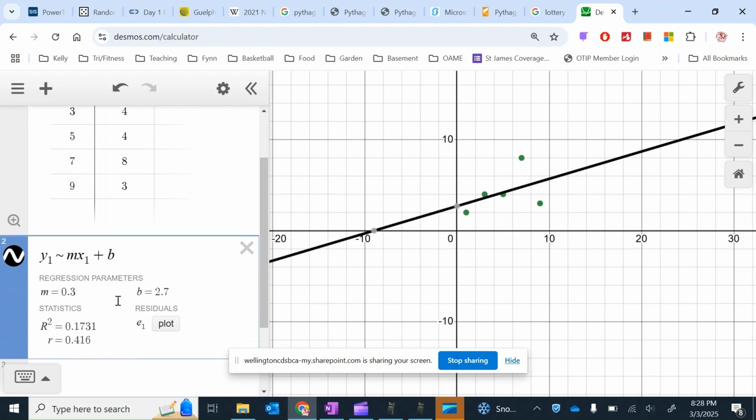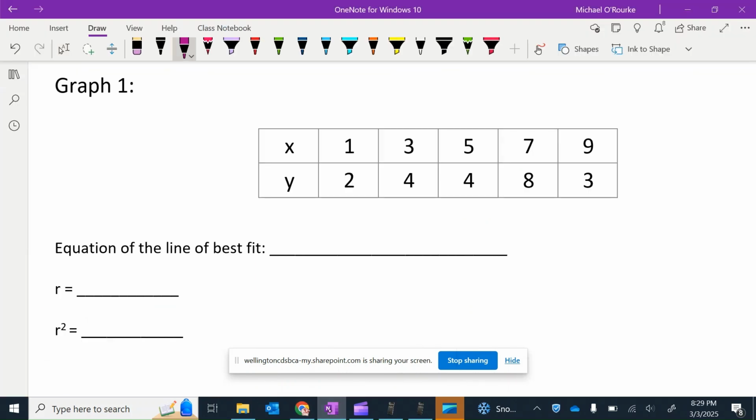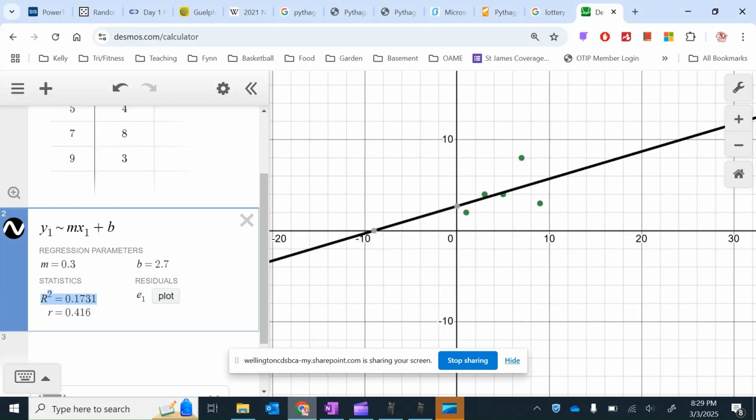With that line of best fit, it's going to give us an R value and an R squared value. That's our correlation coefficient, which is our R value right here. And the R squared value is our coefficient of determination, so how much changing X affects Y. In this case, it's 416 here, 416. And then the other number is 1731.